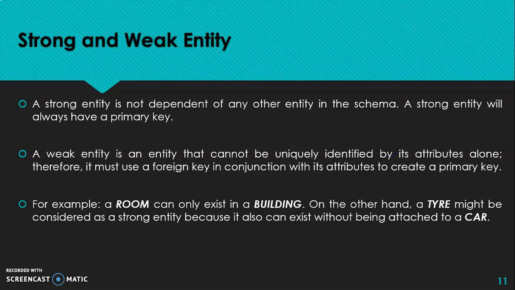For example, a room can exist only in a building. So room here becomes a weak entity, because if there is no building, there is no room. On the other hand, you can consider a tire as a strong entity because, although it can be part of a car, you can consider tire as a separate entity as well. So tire becomes a strong entity and room in a building becomes a weak entity.